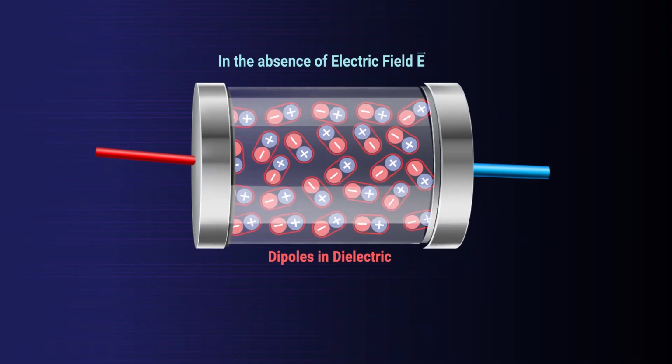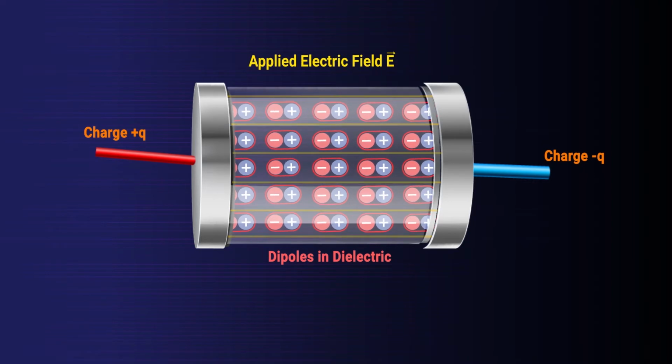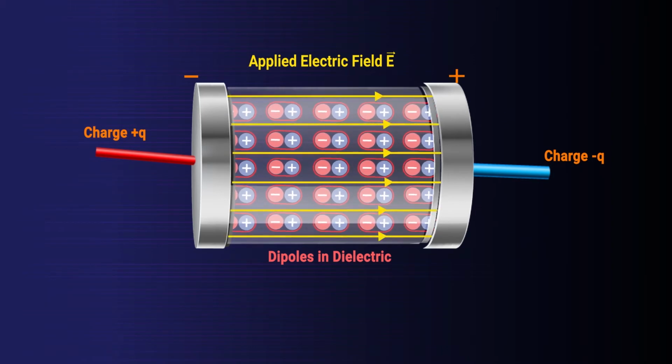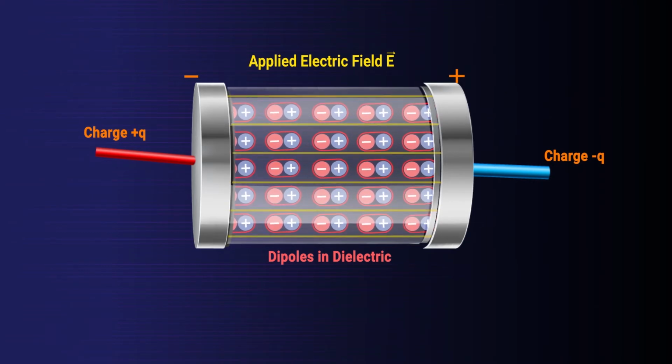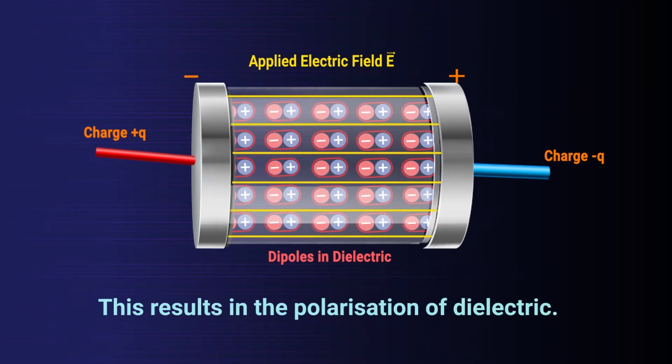On the application of an electric field, the dipole moments of the polar molecules align inside the material. The positive charges within the material are slightly shifted in the direction of the electric field and the negative charges in the direction opposing the direction of the electric field. This results in the polarization of dielectric materials.